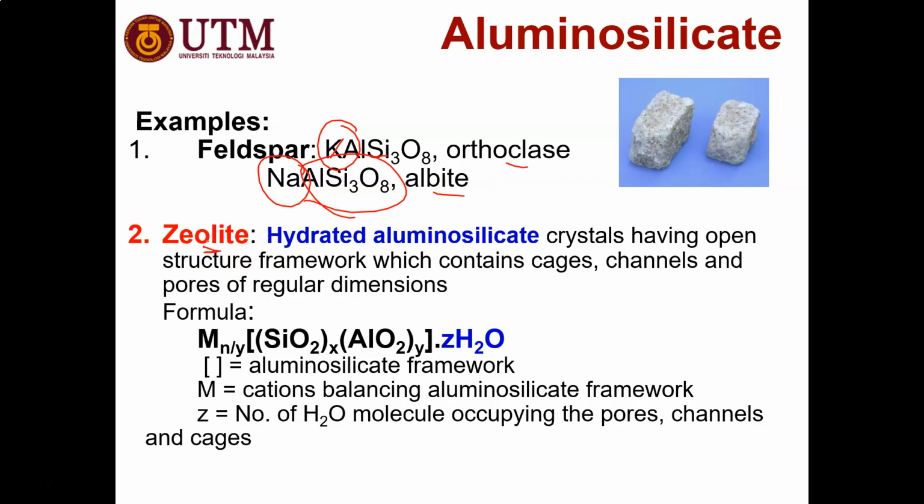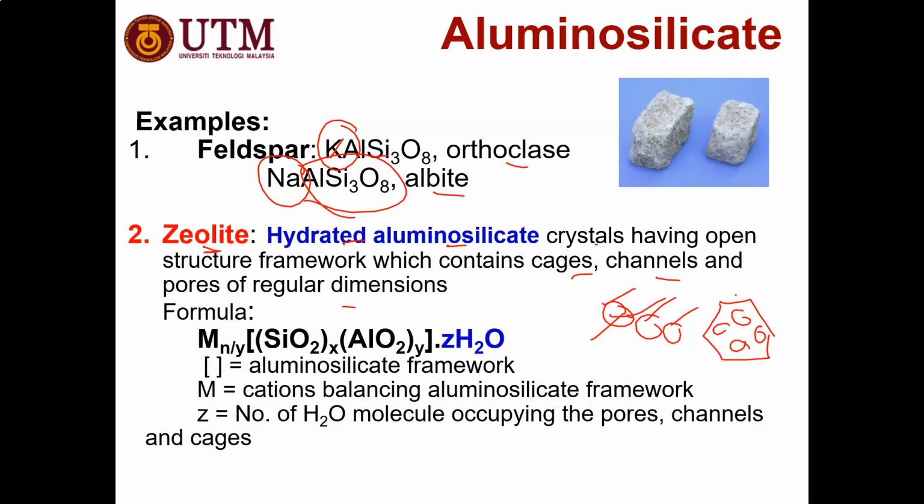Sebab dia ada banyak kegunaan. Okay. In fact, I did some of it during my masters also. Sebab I'm in the field of heterogeneous catalyst lah. So, zeolite is a hydrated aluminosilicate crystal. Dia ada open structure framework, open structure which contain cages, channel or pores of regular dimension. So, contoh ni lah, dia mungkin ada pore yang regular, macam ni. Ke dia ada susunan yang cantik macam ni, yang regular, okay? So, dia regular, dia akan ada channels, pores and everything.